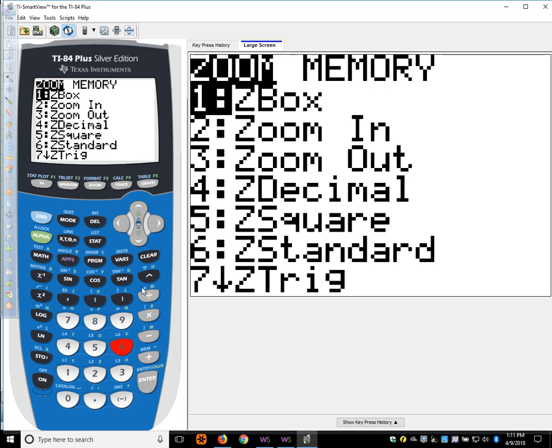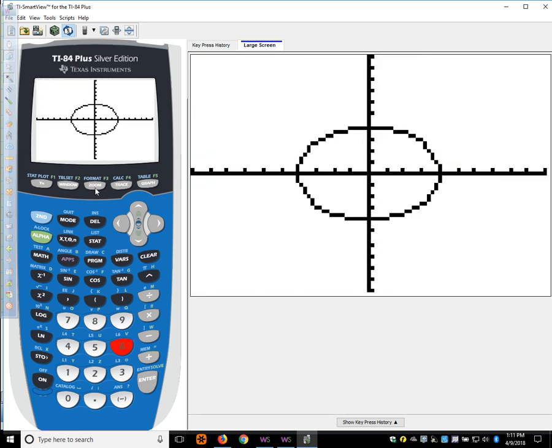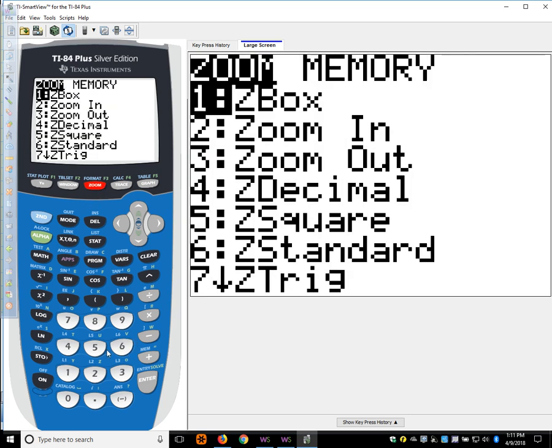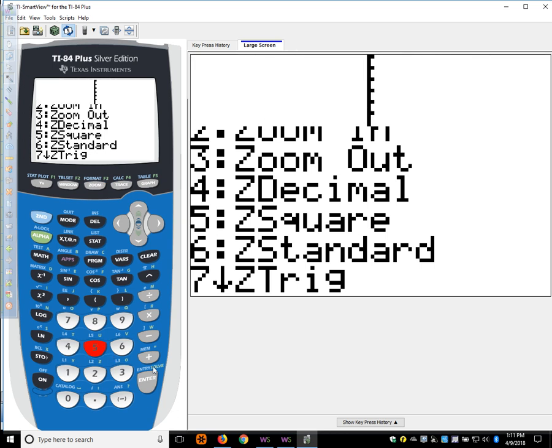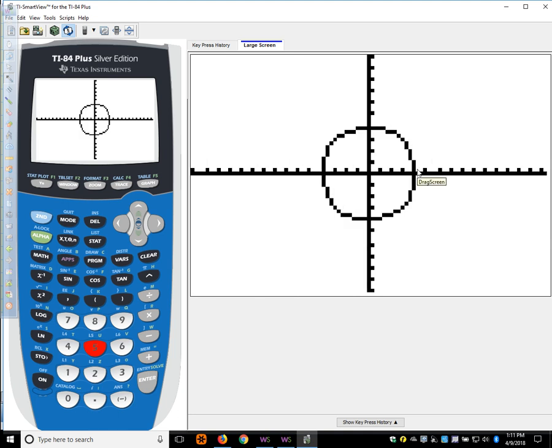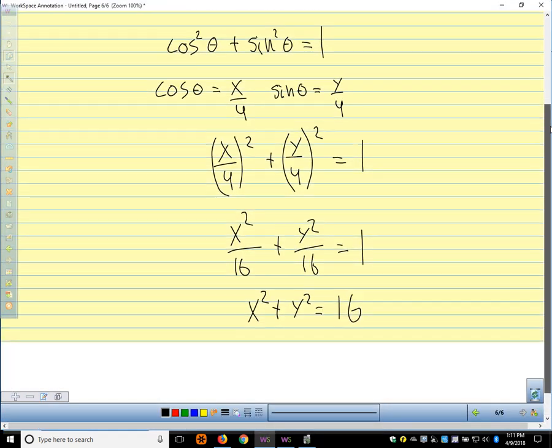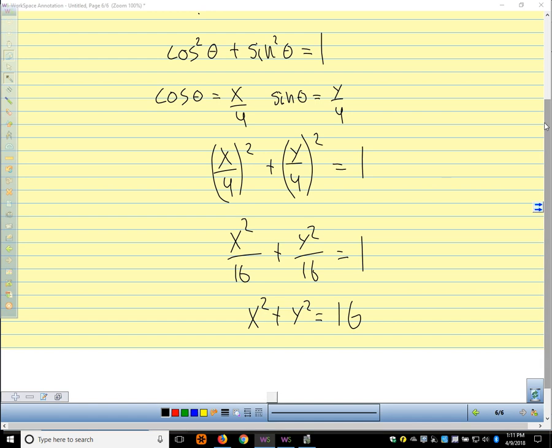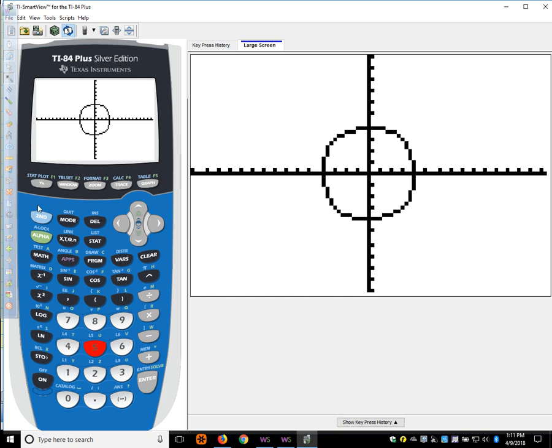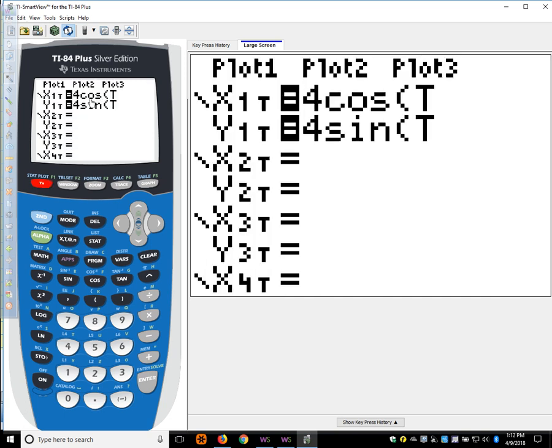If you press 5, Zoom 5, that makes the screen a square. So now we have a circle with radius 4. And we count squares: 1, 2, 3, 4. Can you go through that again? I just plugged in x equals 4 cosine t, y equals 4 sine t.